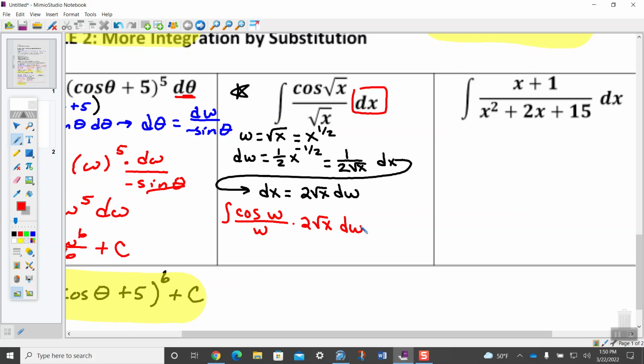I have a problem, because I've got an x left in there, and I don't see an x to cancel it. I could turn it into a W. Say that again? I can turn it into a W. Yeah, isn't that another square root of x sitting in there again, kids? And we just said the square root of x is really what?